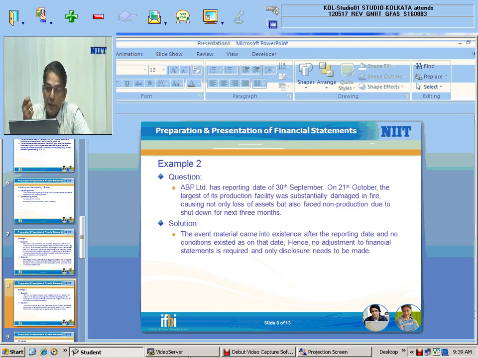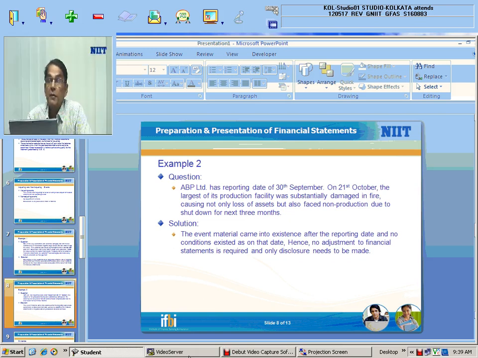Now this event is a material event, but it came into existence after the reporting date and no condition existed on the reporting date. The condition arose on 21st October. On 30th September, the plant was running fully well. There was no loss. Production was going on. Although the damage and loss of assets are material, and the shutdown of the plant is material, no condition existed on the reporting date. Hence no adjustment to the financial statements will be required here and only disclosure needs to be made.